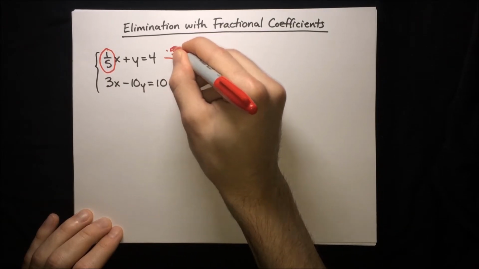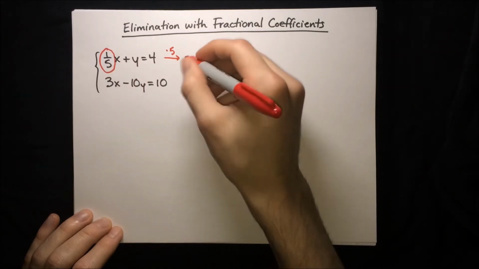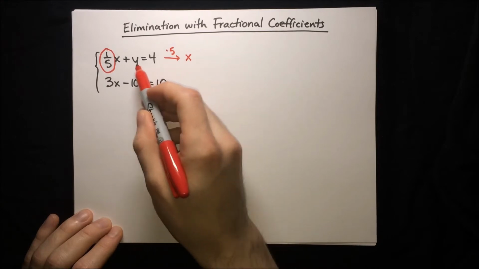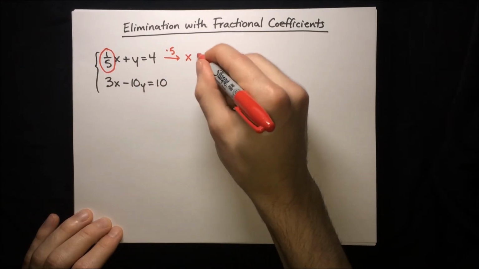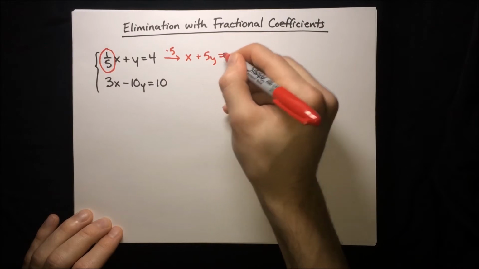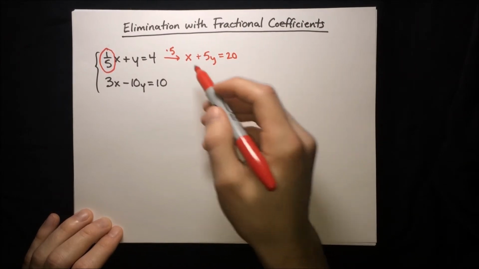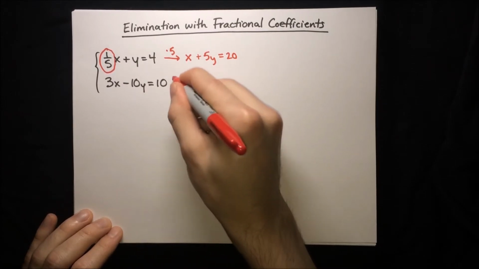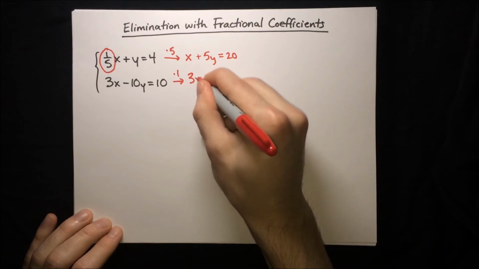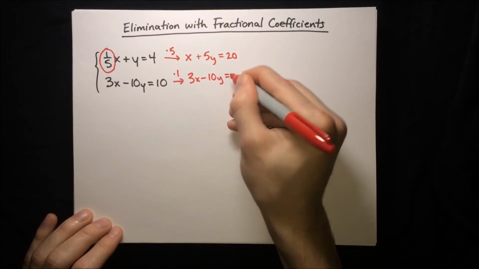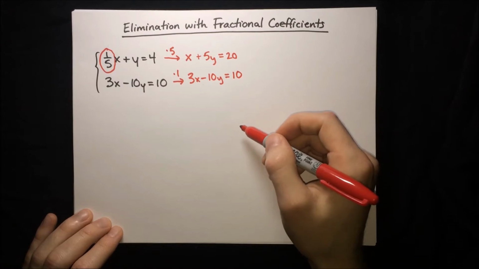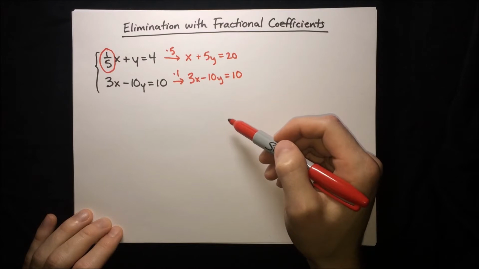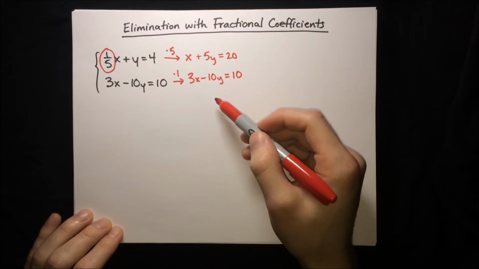So if we multiply this equation by 5, we get 5 times 1/5 is just 1x, so the fraction is gone, and then we also have to multiply the other terms by 5. So x plus 5y equals 20. Great, no more fraction here. The bottom equation didn't even have a fraction to start with, so we can just keep that the same, times 1 to get 3x minus 10y equals 10. Alright, so now we have all integer coefficients, and this is more familiar territory. We can go ahead and perform elimination as usual.